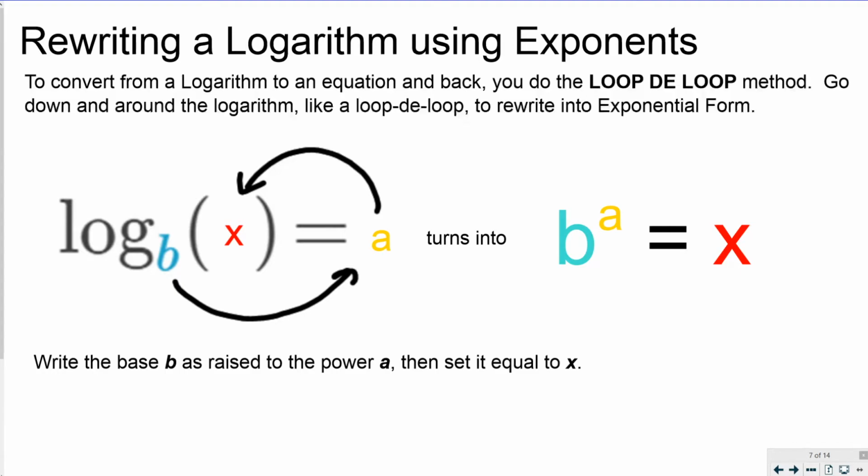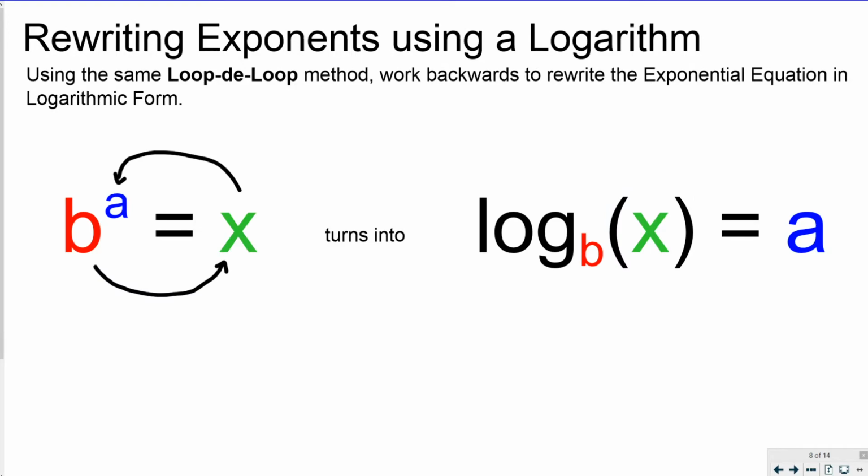So you would write it as b raised to the power of a, set equal to x. If you want to undo this, you use the same loop-de-loop method. You go down and around the equal sign and then ride back over, creating a loop, and it would be log base b of x equals a.